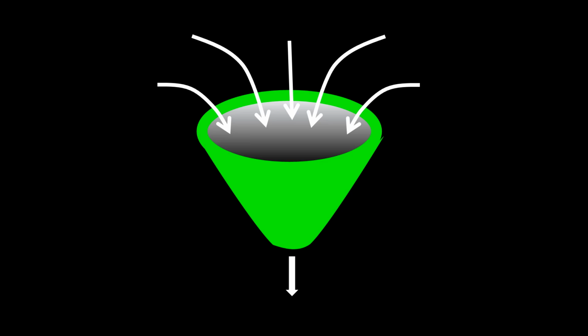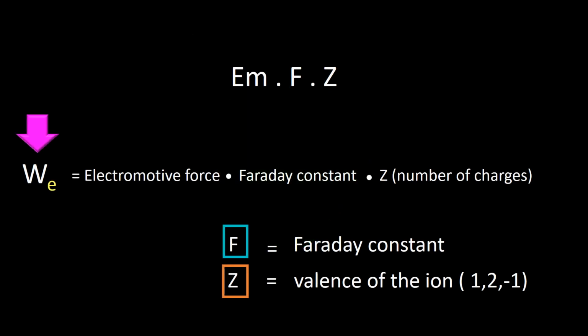Summarizing these points, we can say that electrical work is equal to electromotive force, that is the membrane potential, multiplied by the Faraday constant, multiplied by the valence, which in the case of neurons and muscle is limited to 1 in the case of sodium and potassium, 2 in the case of calcium, and -1 in the case of chloride.